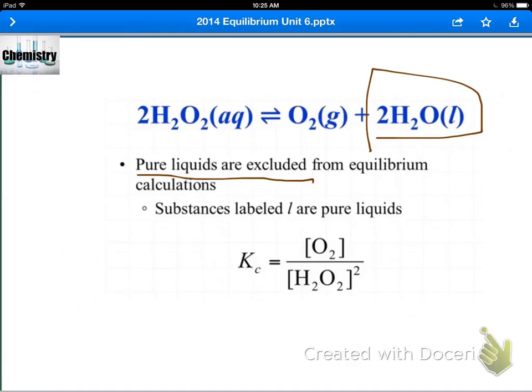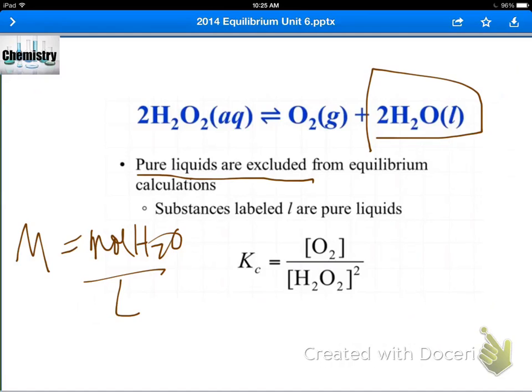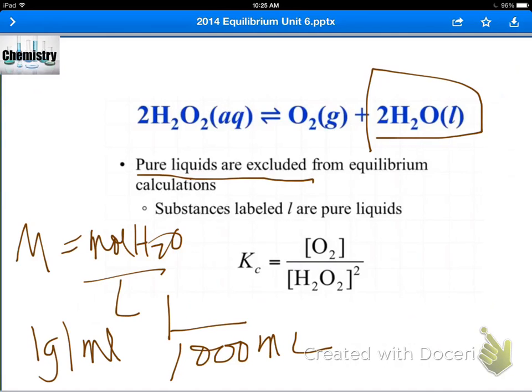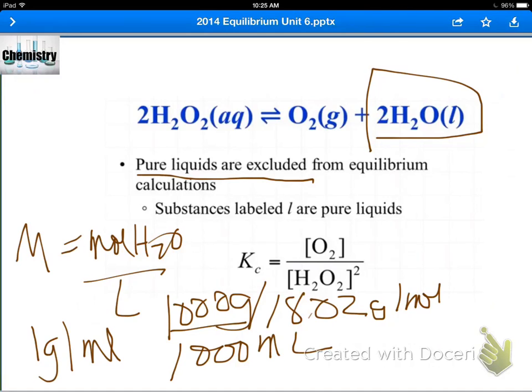So water, for instance, if I were to look at the molarity of water, it's going to be moles of water per liter of solution, right? So if I have 1 liter, that's 1,000 milliliters, right? And because the density of water is 1 gram per milliliter, this would be 1,000 grams. And if I divide that 1,000 grams of water by the molar mass of water, 18.02 grams per mole, I get some ridiculously high molarity, like 55.5 molar. It's really going to be tough to change that compared to anything else that you can do.